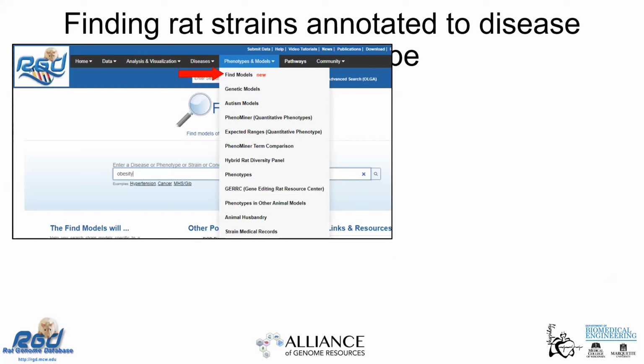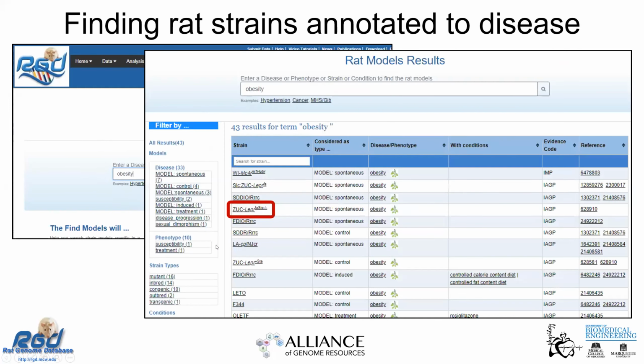Okay, so another way of finding rat strains at RGD is what we call our Find Models tool. This is an ontology-based search tool that is specific for strains. So I've put obesity into the search box, and if I hit search, I get the list of strains that have been annotated to obesity. And you can filter using these facets on the side.